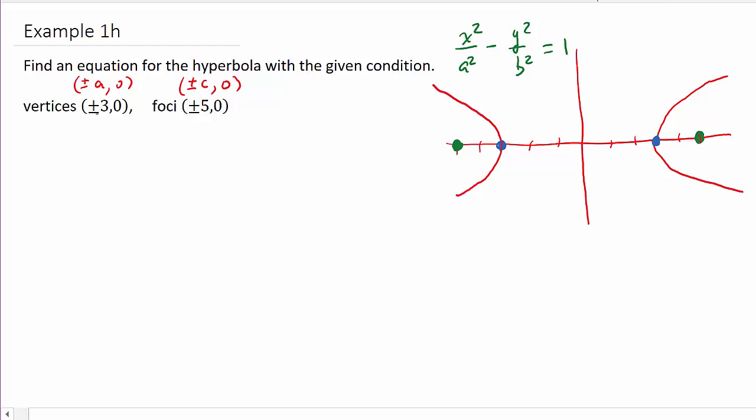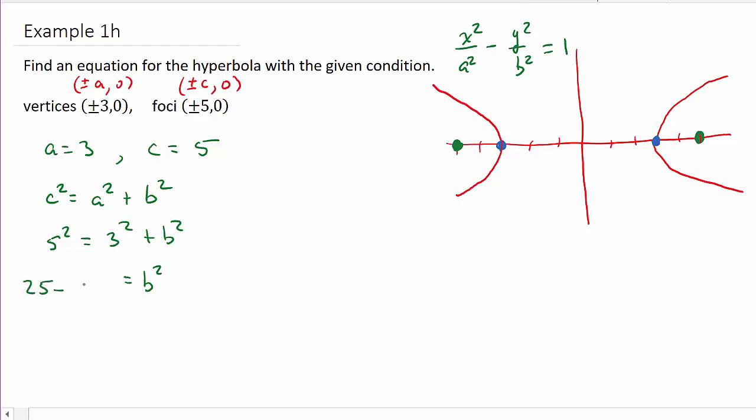Well, we know a is 3. That's the distance from the center here out to one of the vertices. So we've got a is equal to 3, and we've got c, well, that's the distance from the center to one of the foci. So we can see c is 5. So with the hyperbola, we know that c squared is equal to a squared plus b squared. So we just plug everything in. We already have a, so we just need to see what b is. So that's going to be 5 squared equals 3 squared plus b squared. And so we get b squared is equal to 25 minus 9, since 3 squared is 9 if we move it over. So we get b squared is equal to 16.